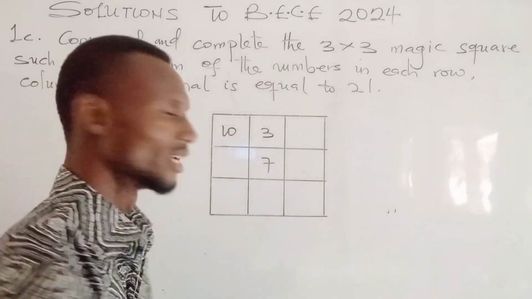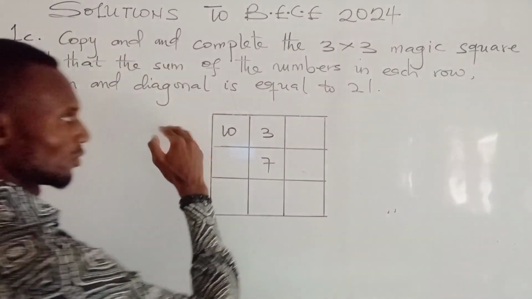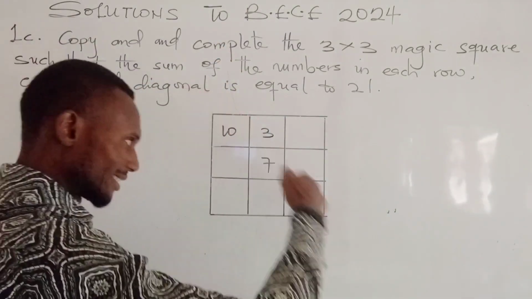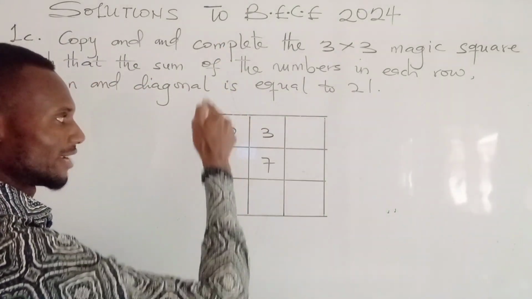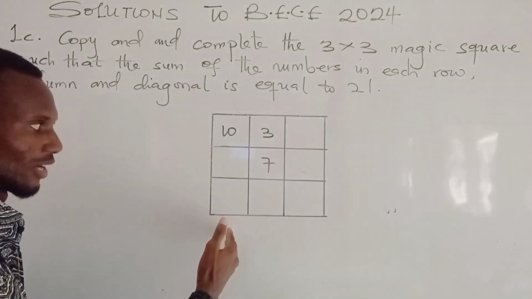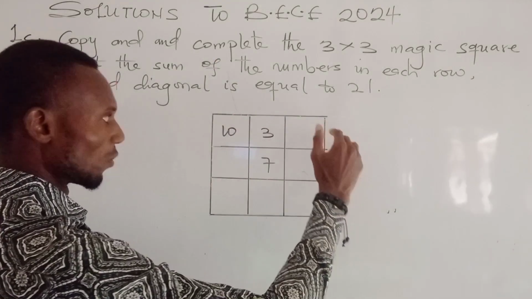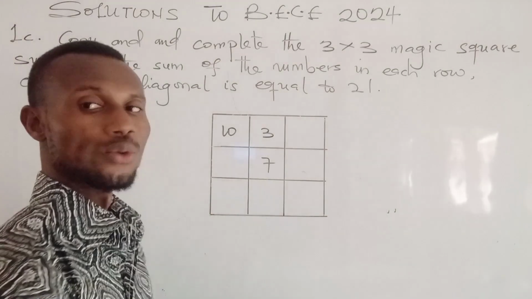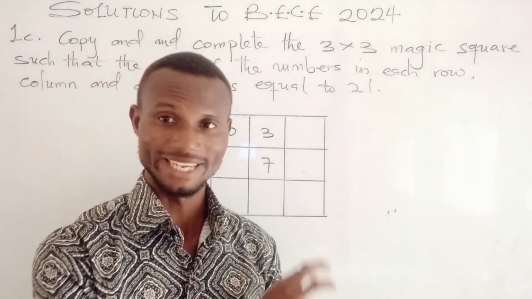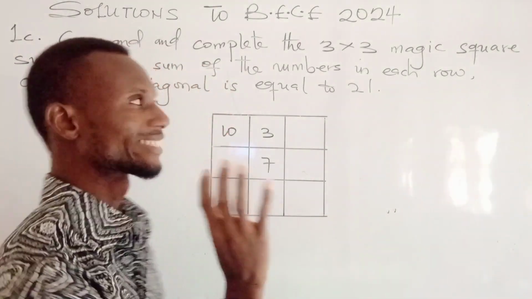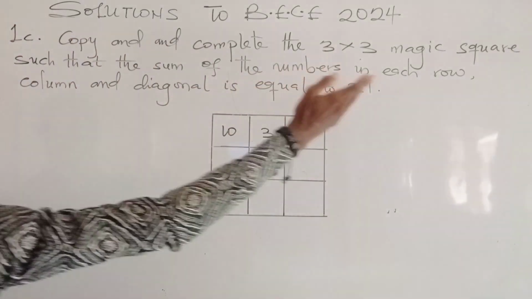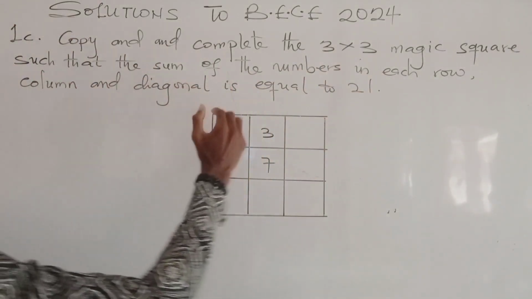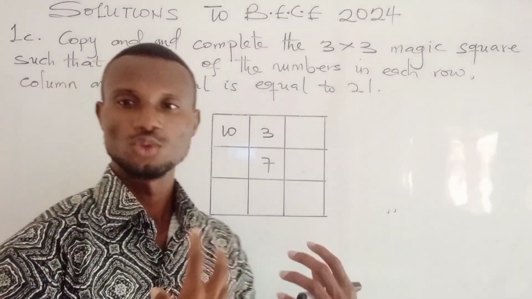Now this is the row, this is the column, and these are the diagonals. Having this as the column, this as the row, this as the diagonal, this is equally the diagonal as well. We are being asked to fill in such that the sum of the numbers in each row, column and diagonal is equal to 21.